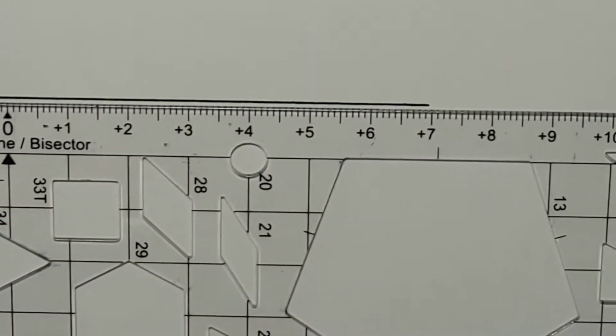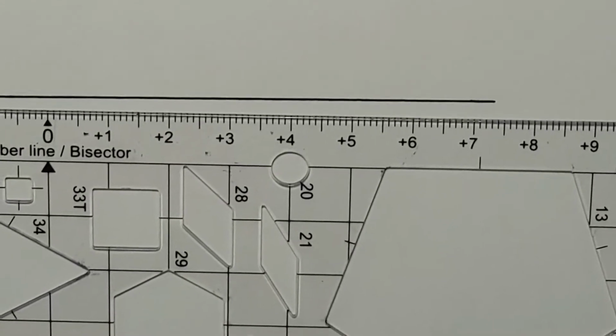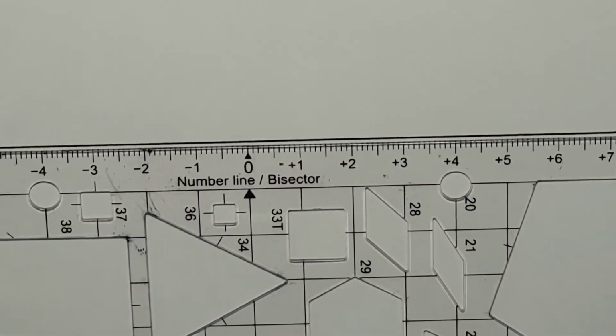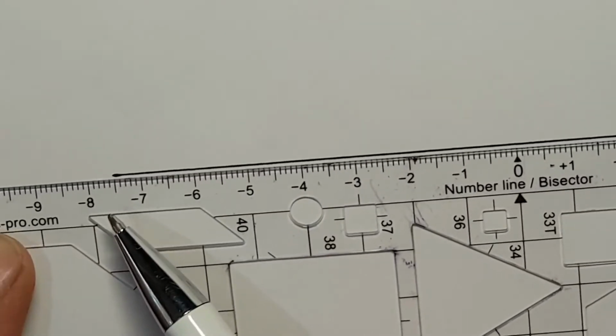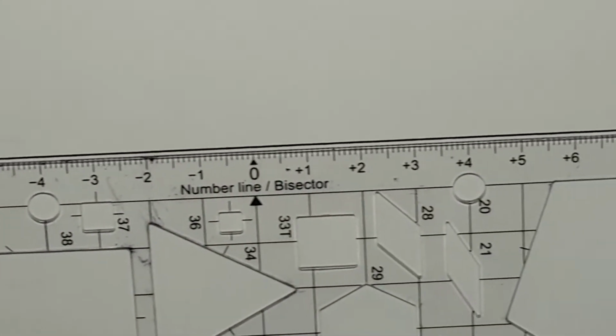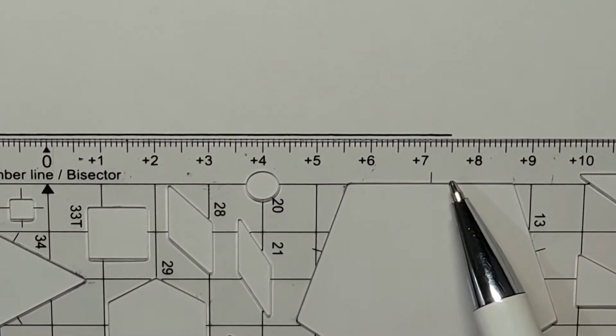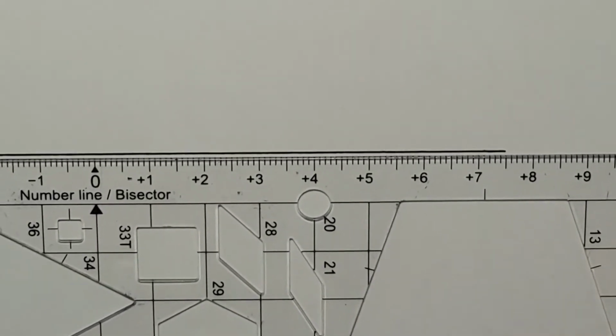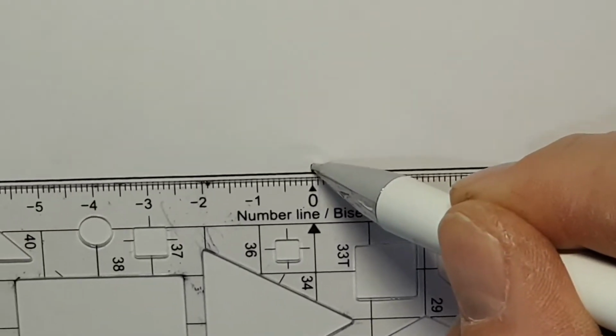What I want is the same size number at each end. So if I move it along, eventually I can see that I can get that by -7.5 at the left and 7.5 on the right. Once I've got that in position, I can mark the centre at 0.